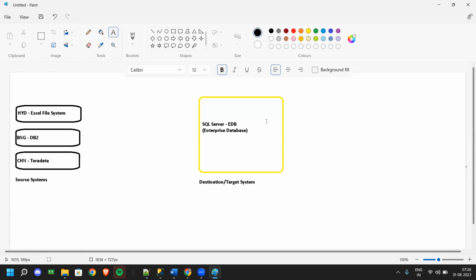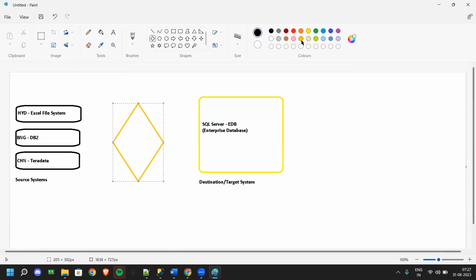So in this case, you can't combine all these three systems into one system directly. Because Excel has its own data structure, DB2 has its own data structure, Teradata has its own data structure, and SQL Server has its own data structure mechanism. Three different data structures cannot be combined into one different system directly. So in that case, I'm taking the help of something called a staging area. You get the data from source 1 to the staging area.